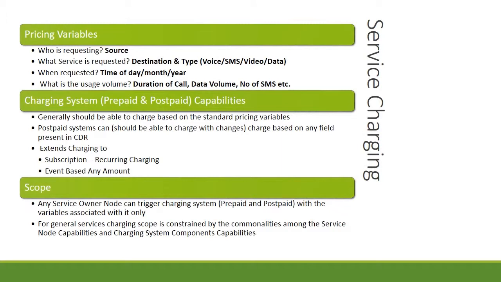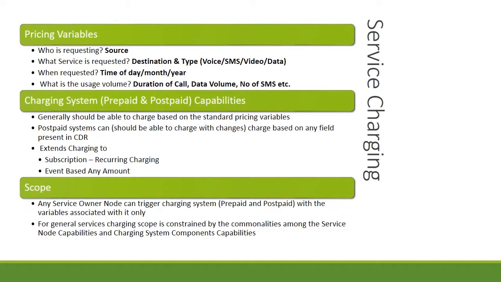Prepaid and postpaid systems can charge by using these pricing variables. In some cases, postpaid systems have more flexibility because in postpaid systems a CDR is generated, and the postpaid system can use this CDR information for charging. For this, billing software may need some additional changes, but logically it's possible.